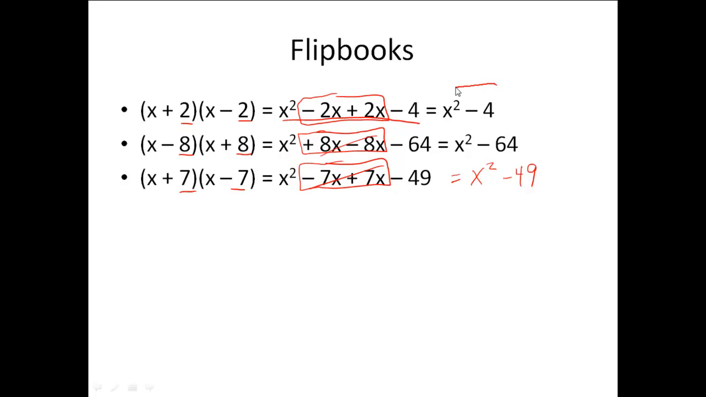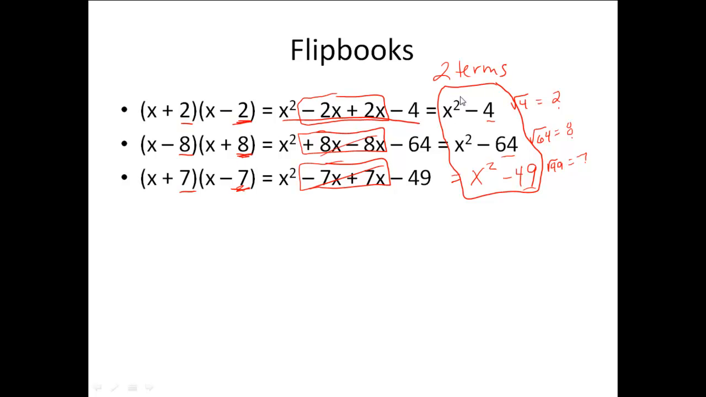Now if you look at each of these answers, they've got some things in common. First of all, there are only two terms. Most of the time when we FOIL things together we get three terms, but for this particular setup you'll only get two terms. The next thing that hopefully you're noticing is the 4, the 64, and the 49 are all very special numbers, and the reason is they're perfect squares. The square root of 4 is 2, the square root of 64 is 8, and the square root of 49 is 7. Now if you look at the 2, the 8, and the 7, those tell us the numbers up here in our parentheses, a 2, an 8, and a 7.